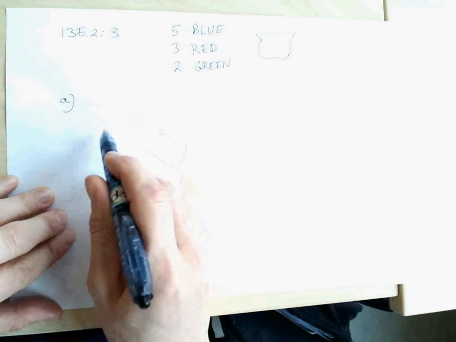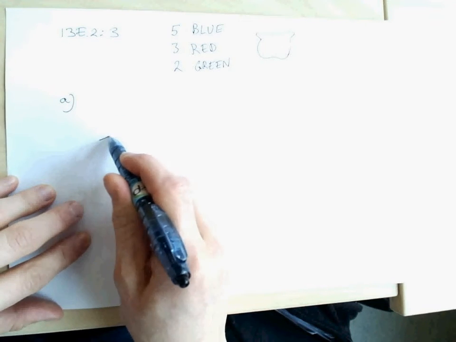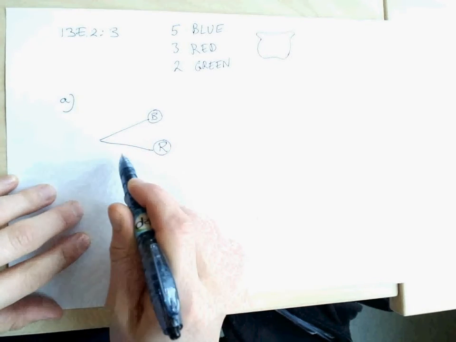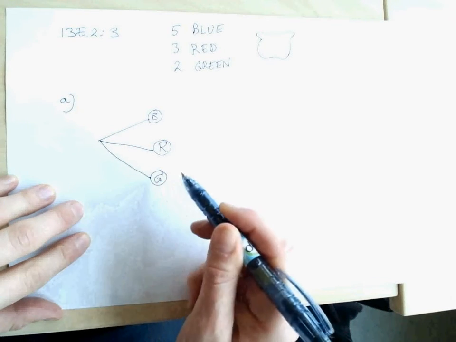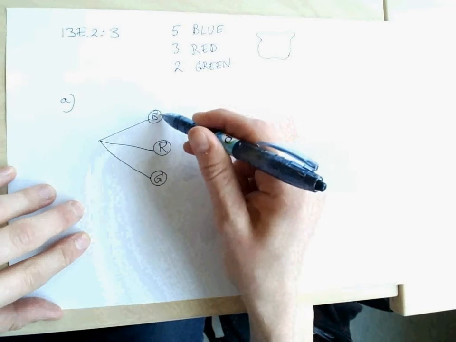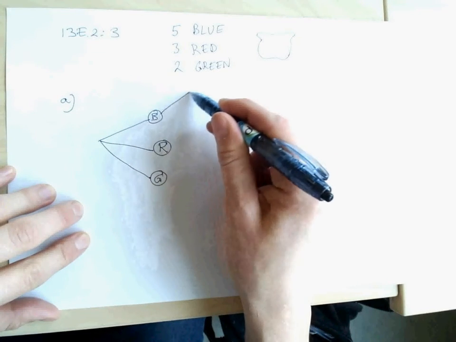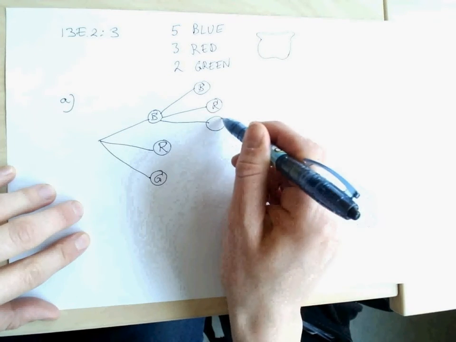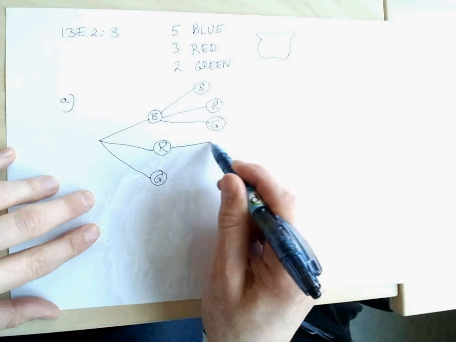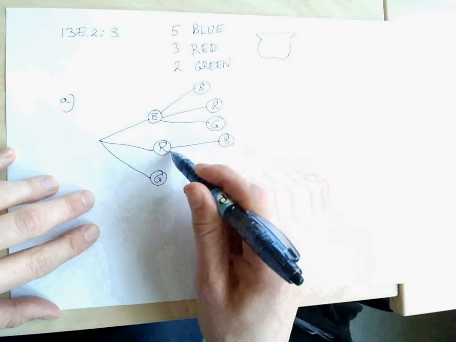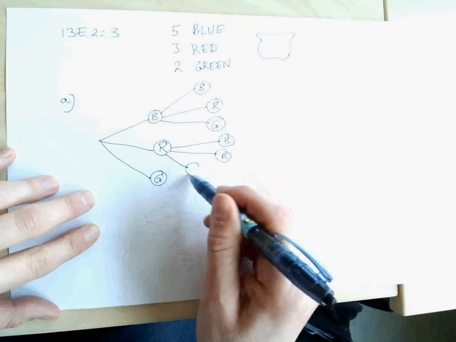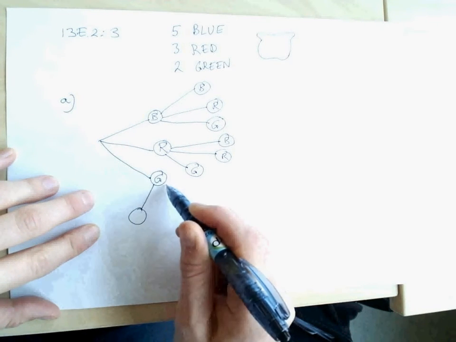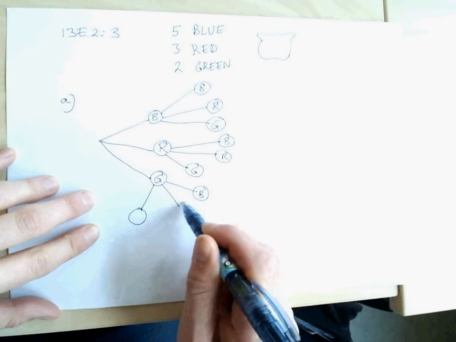So what can happen on the first pick? Well, you can pick either a blue pen, a red pen, or a green pen. And on the second pick, if you have taken first a blue one, you can then either take another blue, a red, or a green. And if you first take a red one, you can then pick a blue, a red, or a green. And similarly, if you first take a green, you can then pick either a blue one, a red one, or a green one.